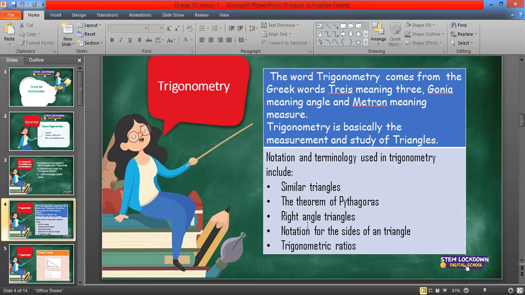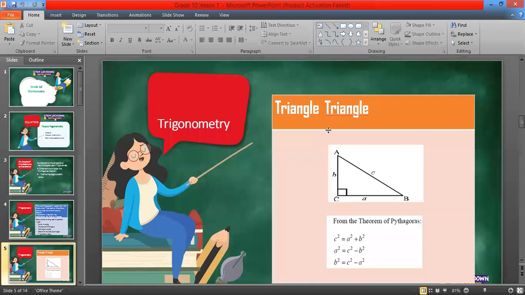You must understand the concept of the right angle triangle and the terms in it. We have three sides, which we name the hypotenuse, the opposite, and the adjacent. For example, this one here is a right angle triangle. Why? Because one of the angles is 90 degrees.